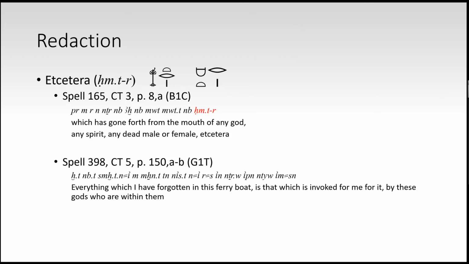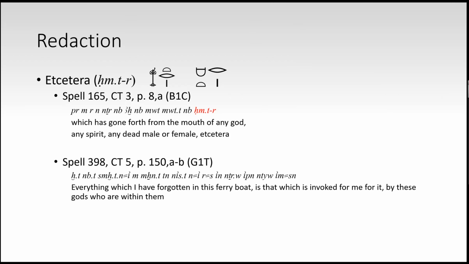And the list is followed by the following statement: everything which I have forgotten in this very boat is that which is invoked for me by these gods who are within them. I absolutely love this phrase because it's clearly saying that, yeah, I might not have written everything down in this list that I should have, but hereby this is covered and now there's no issue. So even though the scribe might not have known of the issues, the deceased will definitely know all the parts of the boat, even if they are not written down.